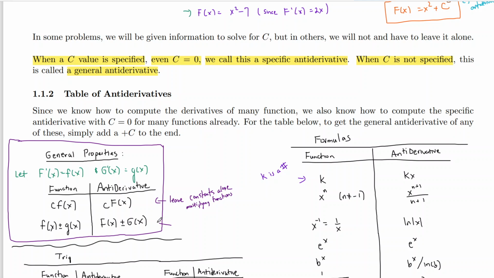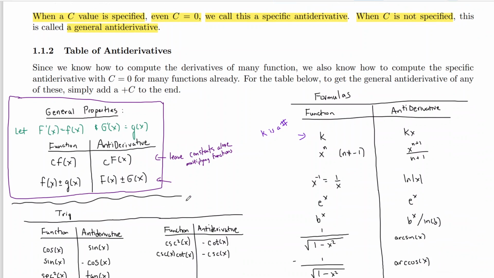And then the second one here, so that is actually the same general property of derivatives. I originally talked about it factoring out numbers outside the derivative, and then we just realized it's the same as leaving it alone. So the other one is if you're adding or subtracting functions, you just do the derivative or antiderivative, in this case, of each part. So we do the antiderivative of each part if you have addition or subtraction.